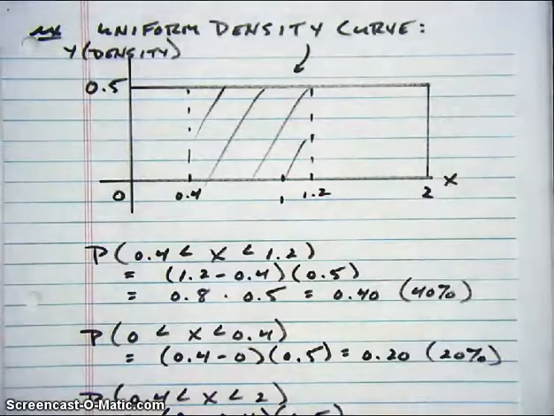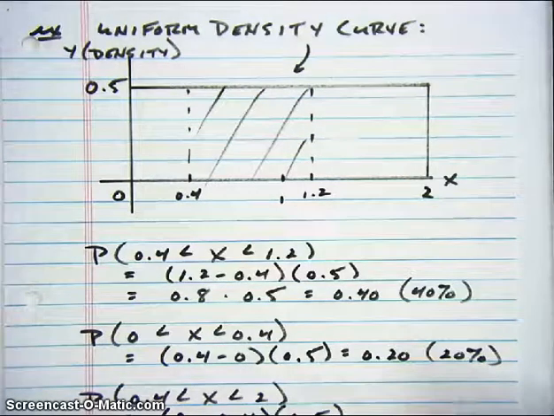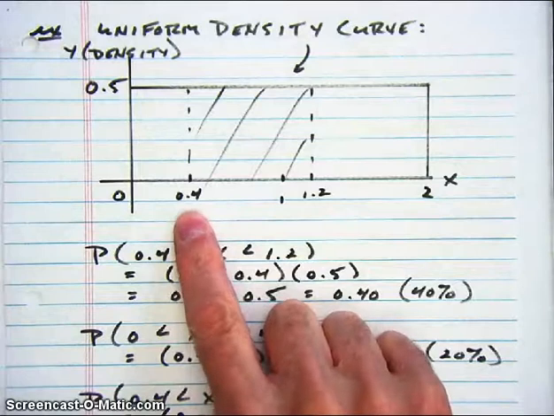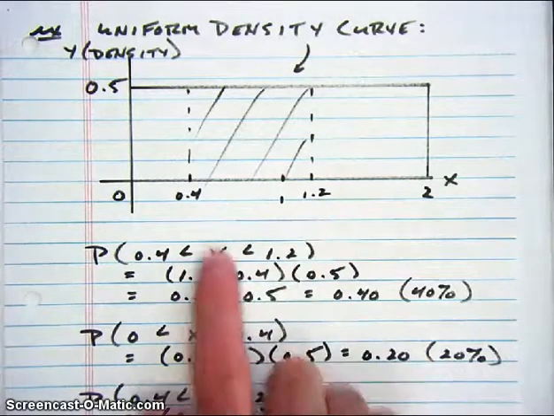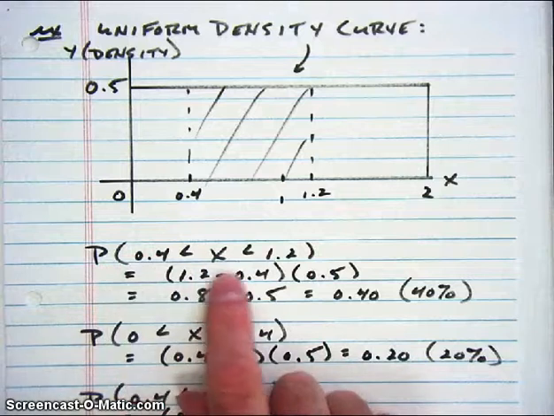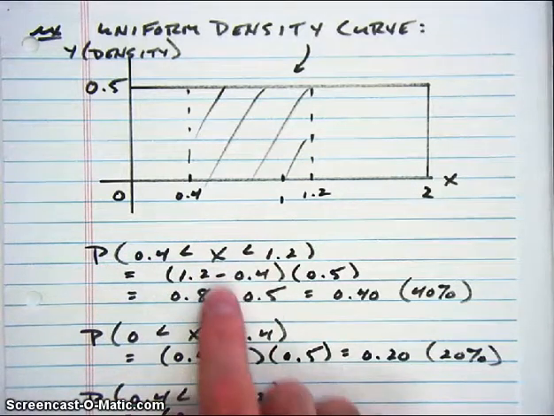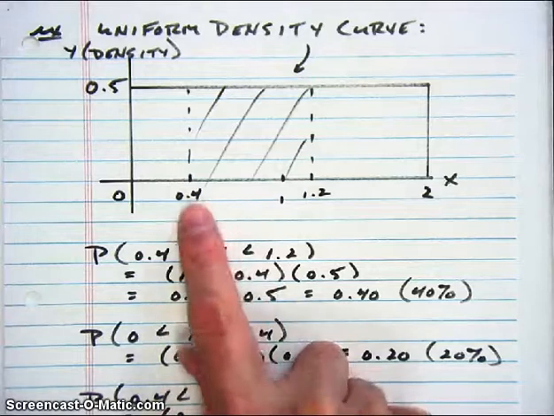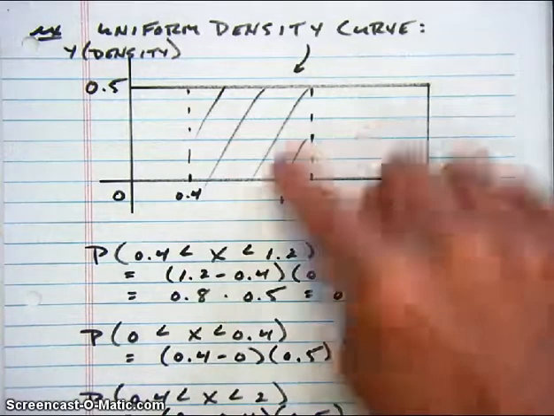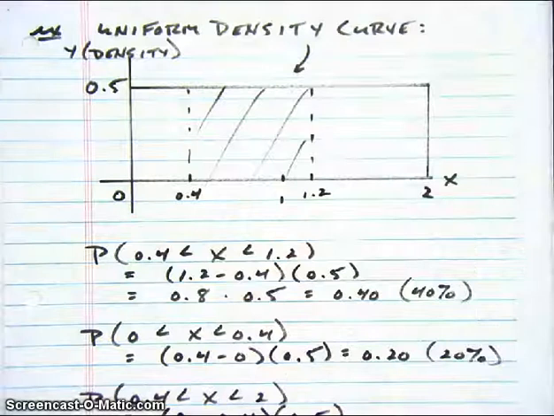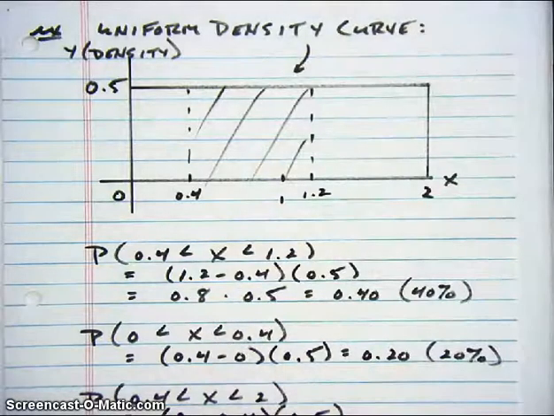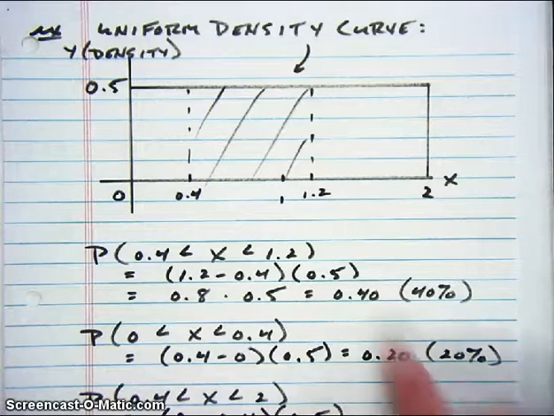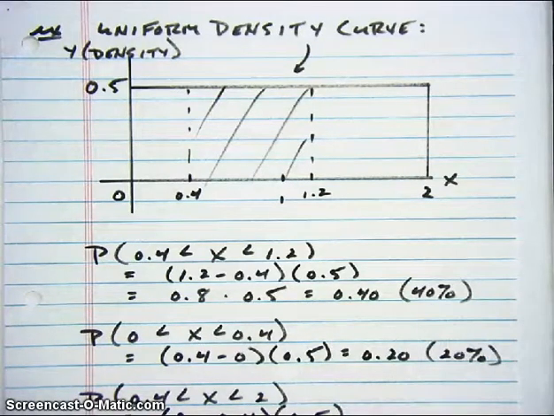Now, if you're interested in figuring out the proportion of x values that fall between two boundaries, you can use what you know from geometry about the area of rectangles. For instance, if you want to know the proportion of x's that fall between 0.4 and 1.2, we write this way: P(0.4 < x < 1.2). You just take the difference between 1.2 and 0.4. That would give you the length of this shaded rectangle, and then you multiply it times the height, which is 0.5. So you get 0.8 times 0.5, or 0.4, which is 40% of the area under the curve. It's 40% of the whole thing.